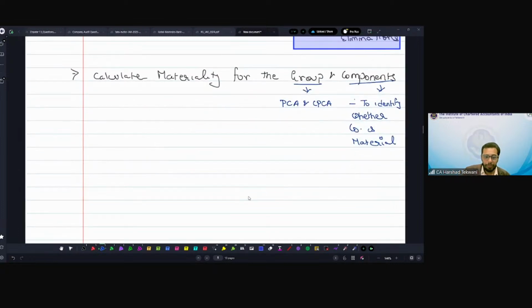The second point is very important and relevant: calculating materiality for the component is necessary to evaluate the component's misstatement.